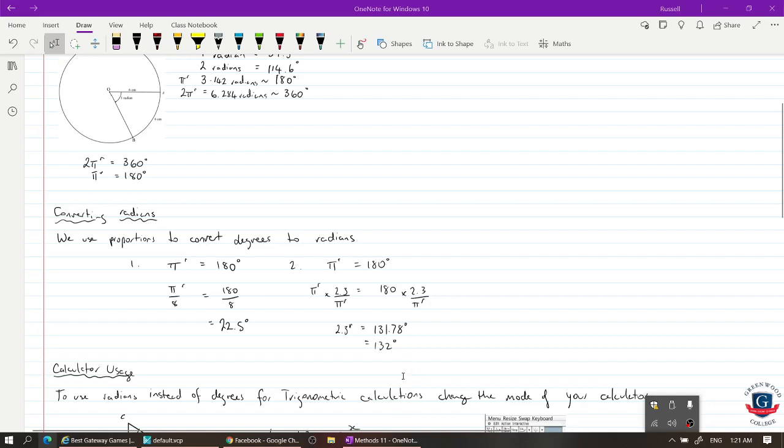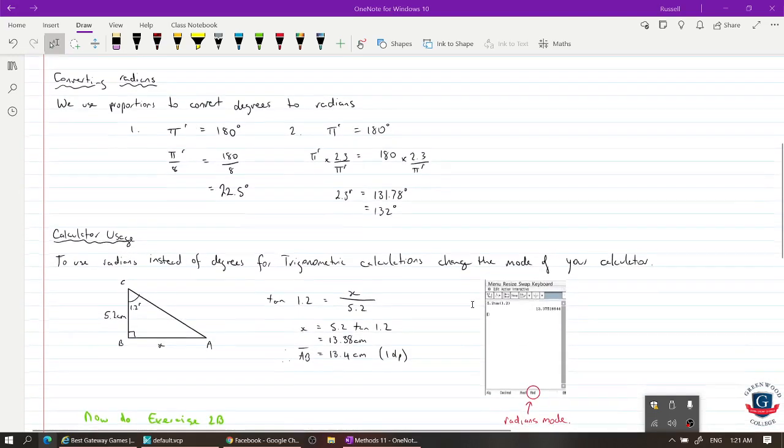Now I've got some formulas down below that you can memorize instead of using this balancing type method, but if you're very comfortable with multiplying fractions, it is quite a simple way of doing it.